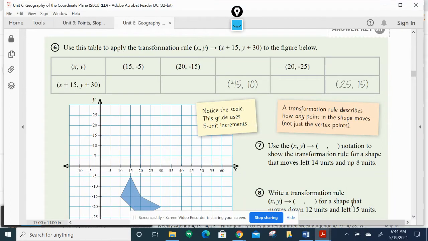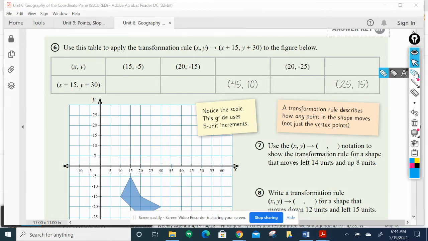I think this is the question you were asking about, 6.3, the transformation rule on question 6. So I'm just going to get you started here. The rule says we're going to take x and go from x to x plus 15.